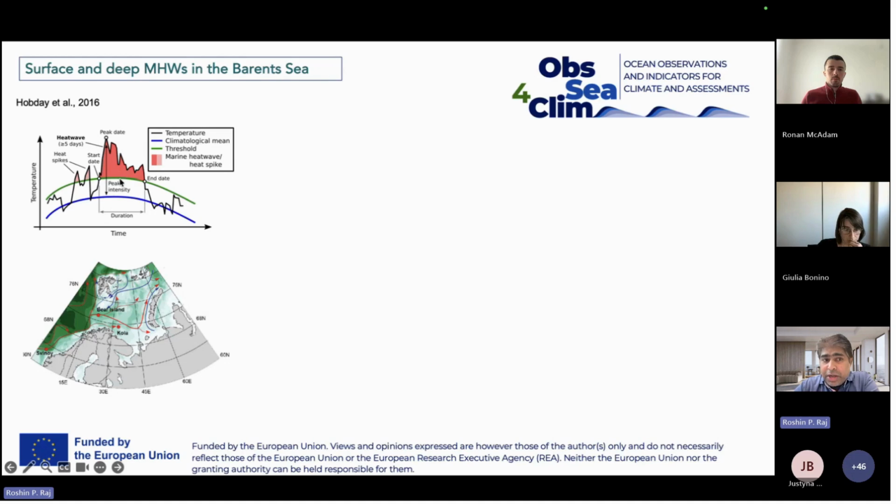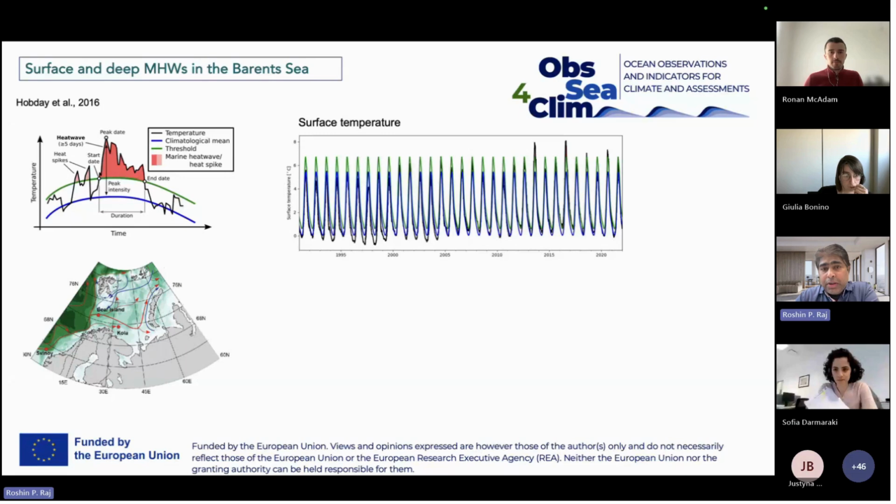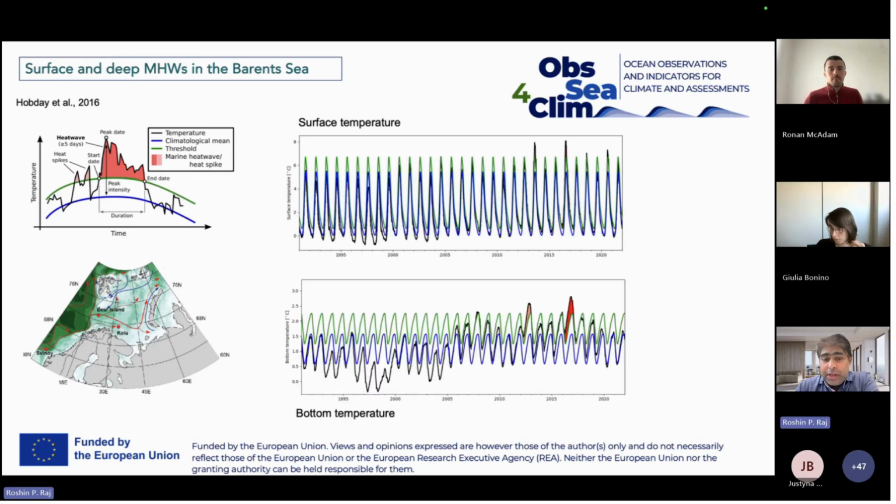In this case, we use the 90th percentile, and the sea surface temperature is in black. This is a study that we did in 2022, where we looked at the sea surface temperature of the Barents Sea to study the marine heat wave statistics. We also looked at the deep bottom temperature. This is model-derived data.